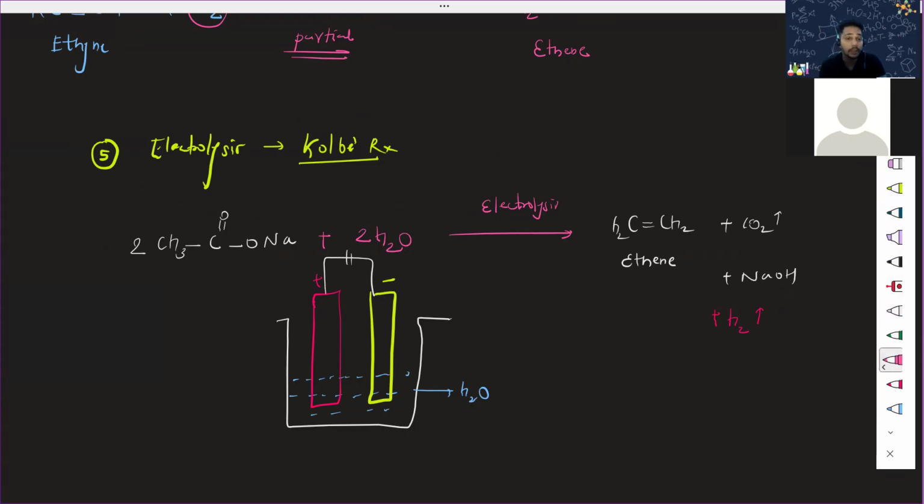So what is happening over here? This is H2O along with your CH3COONa. When the electricity passes, there is formation of bubbles on the cathode and the anode. CO2 gas and H2 gas will be liberated along with the formation of this. This point is very much clear now.